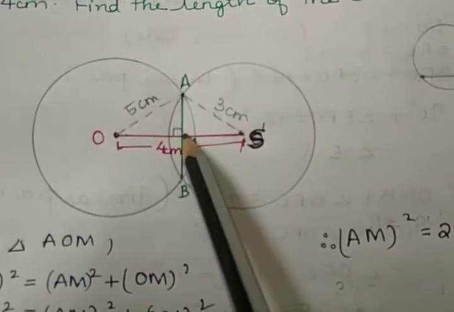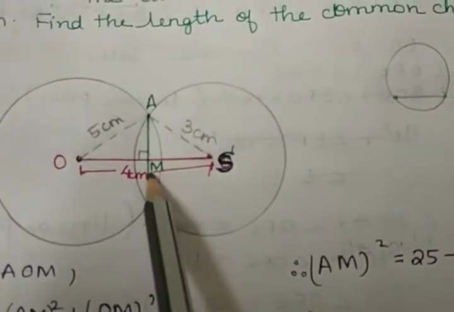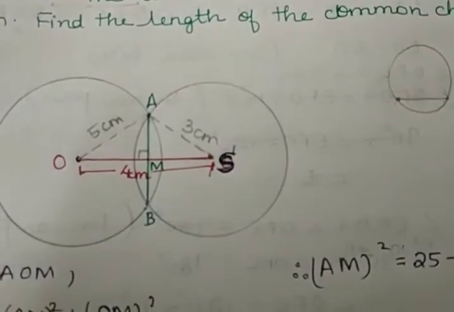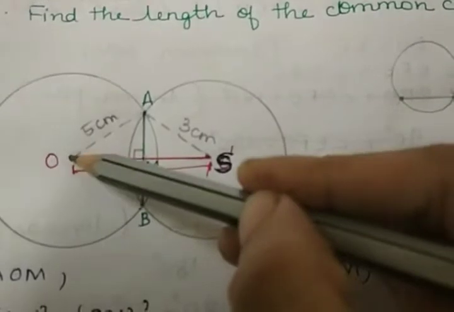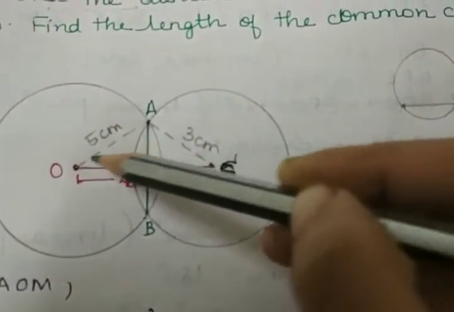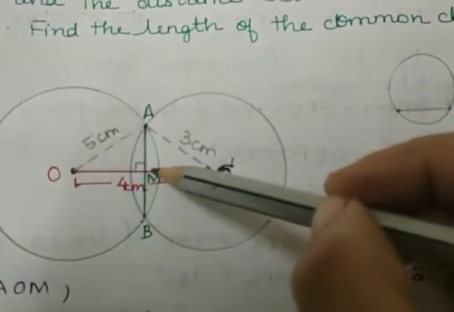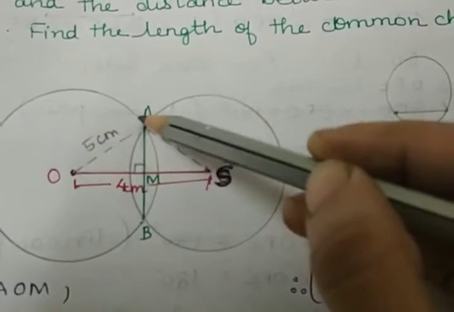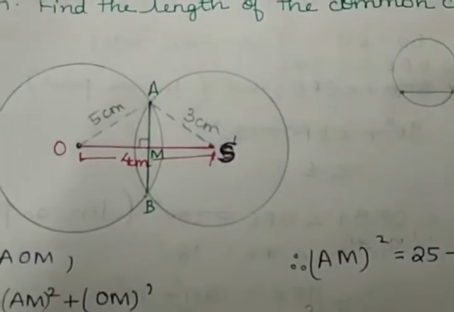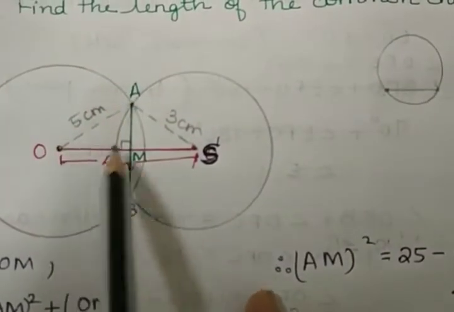AOM. Now you know that this chord makes an angle, or you have already learned the theorem that the perpendicular from the center to the chord is 90 degrees. Or if you join, this is a perpendicular, this will be at 90 degrees with the chord. Okay, this you have already learned. So now what we'll do is, we'll take triangle AOM.